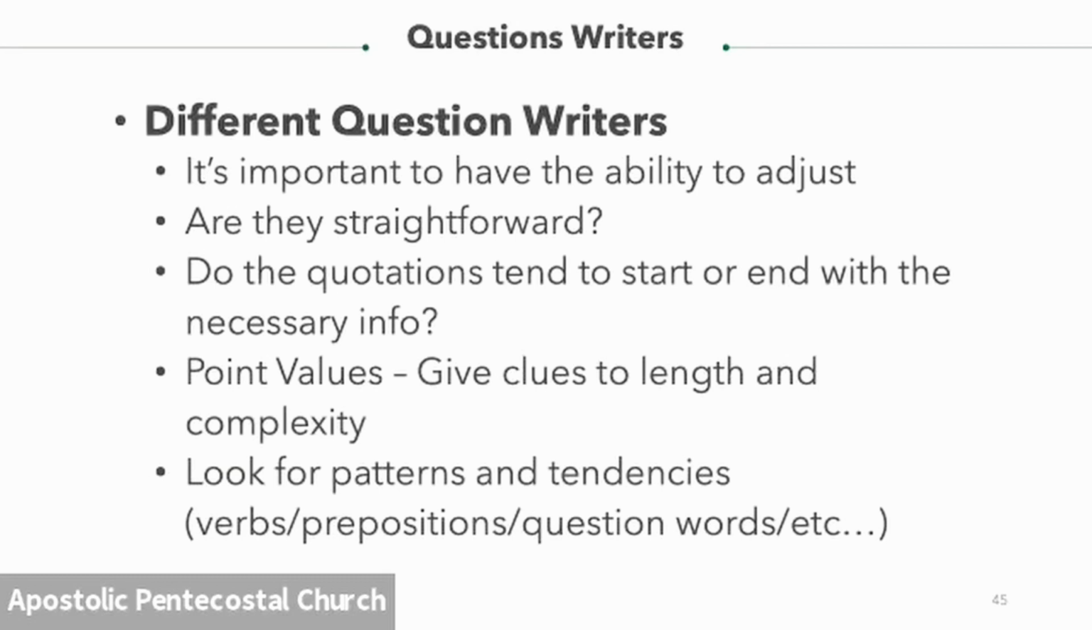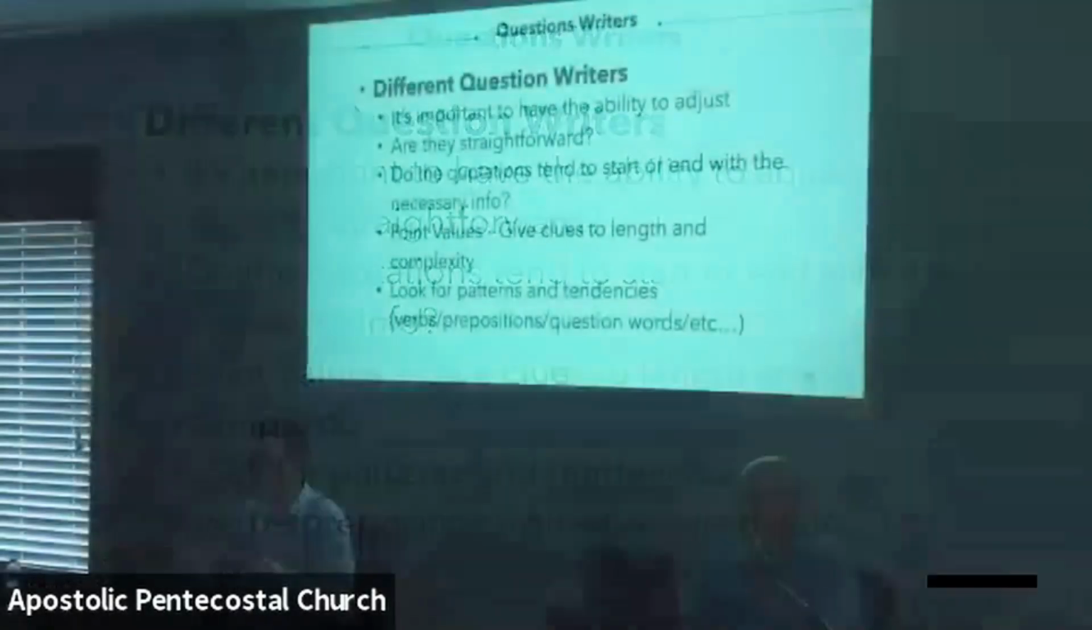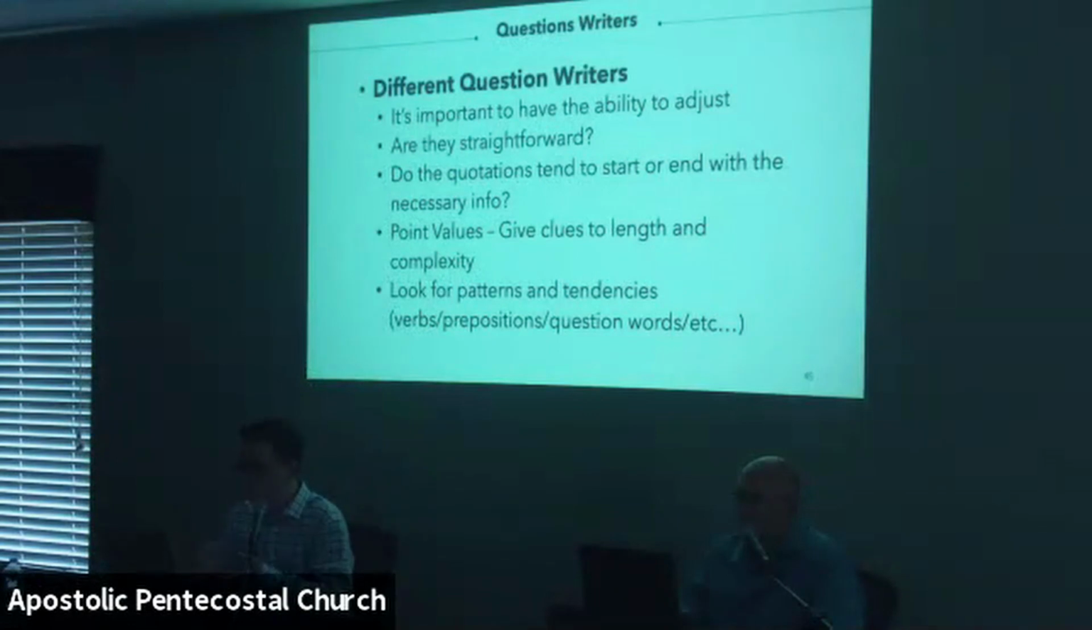Are they straightforward? Do the quotations tend to start or end with the necessary info? Do the point values give clues to the length and complexity? This question writer might like really short answers and not really have longer 10-point direct answers, but that writer may have what I would say is kind of a 20-point length and put it as a 10-pointer. Question writers have the discretion to change things like length and complexity based on the point value. It's good to notice stuff like that as you're going through questions and teach your kids to notice it. Look for patterns and tendencies, verb, preposition, question words, etc.